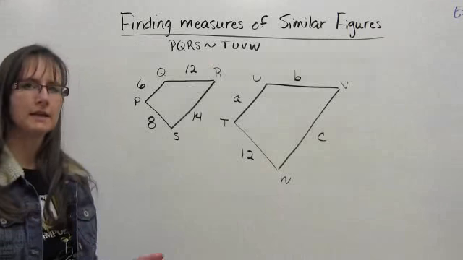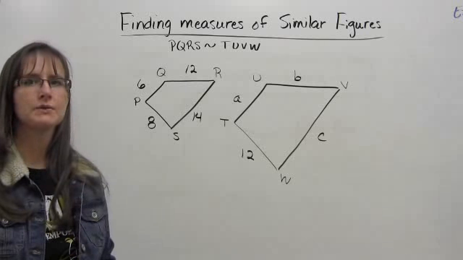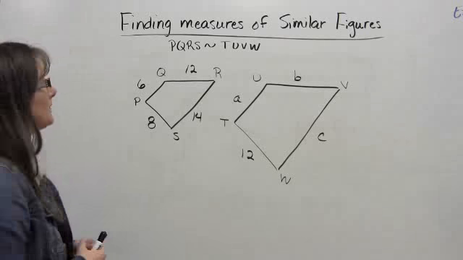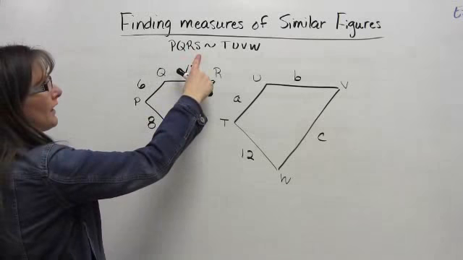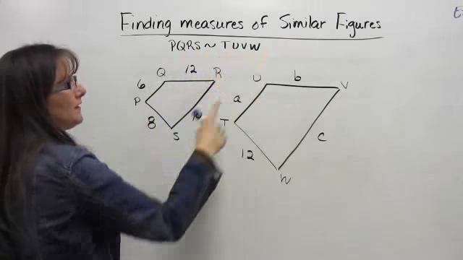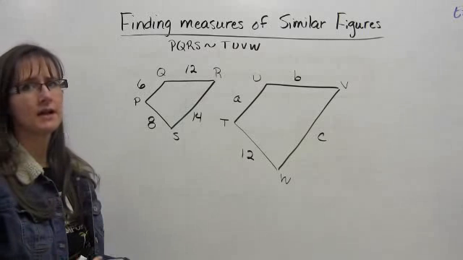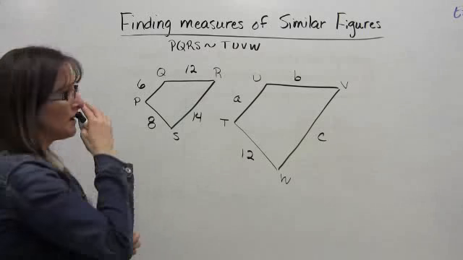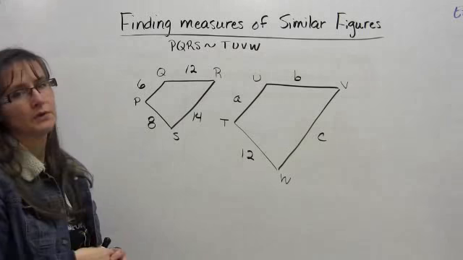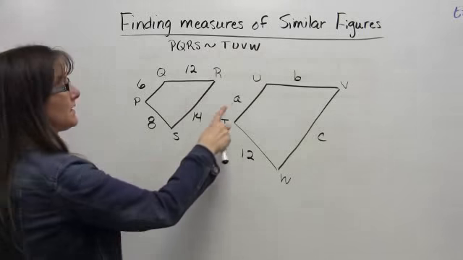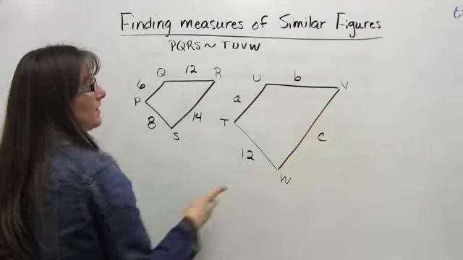Okay, so let's try this again. Again, we're using proportions to solve for missing sides. I'm telling you that PQRS is similar to TUVW. That means all of their angles are the same size and that their sides are proportional. So I'm going to use a proportion to figure out what the missing sides A, B, and C are.